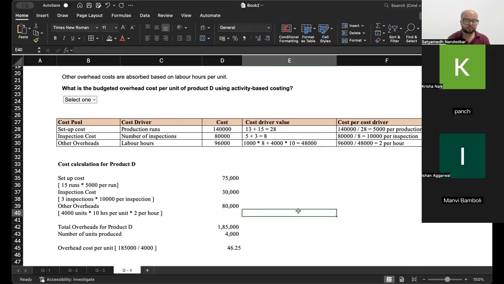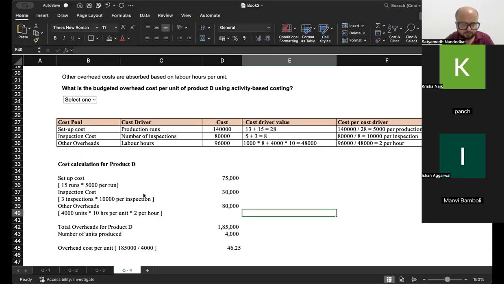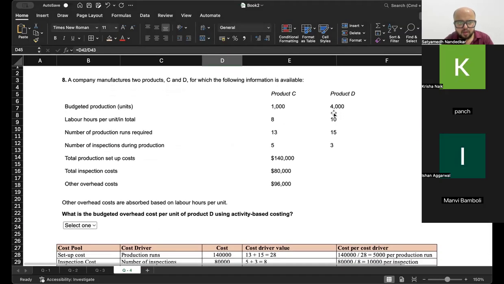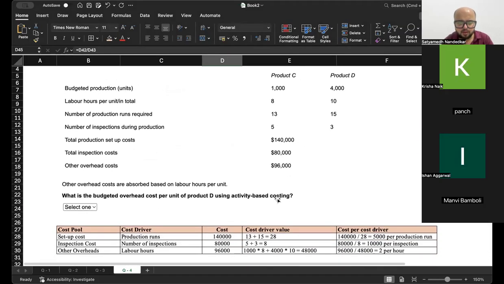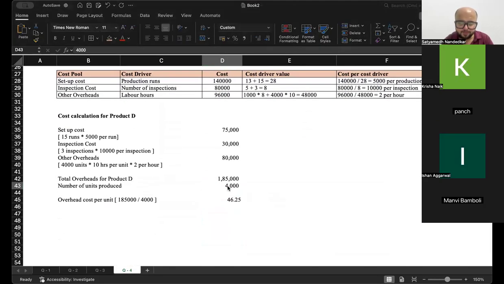Sir, just one thing. In that total overhead cost per unit, I got 46,250. The answer below, row 45. It's 4,000 units, right? So overhead cost, what did you divide it by? So the formula had not been taken in the Excel, yeah.